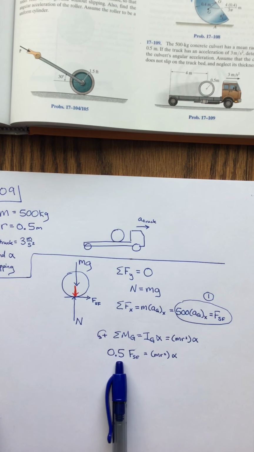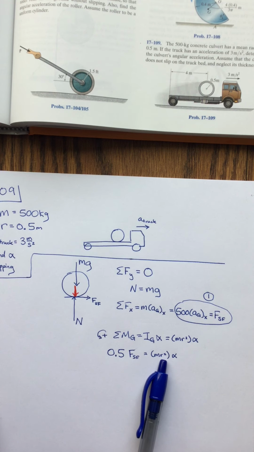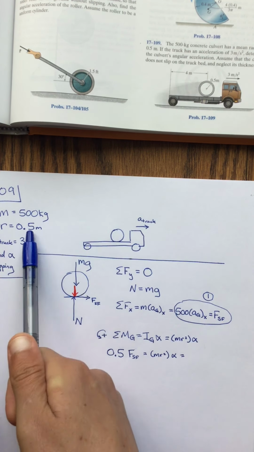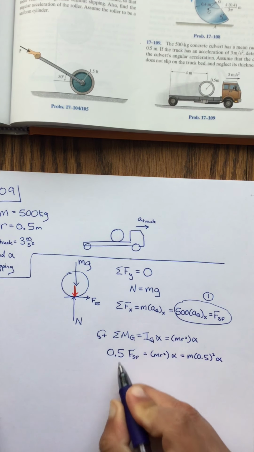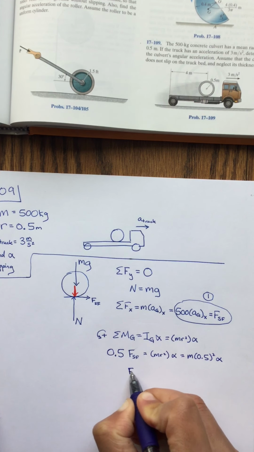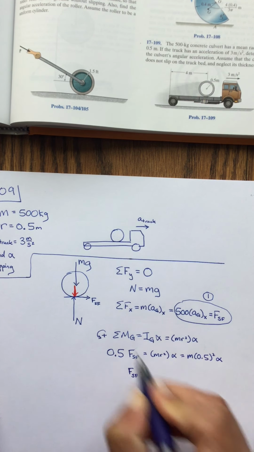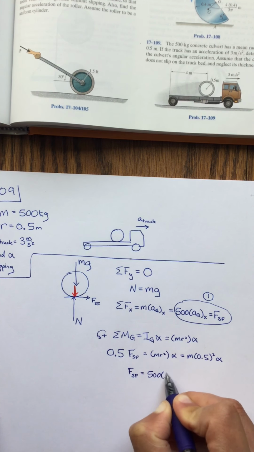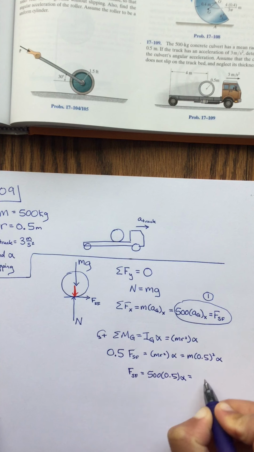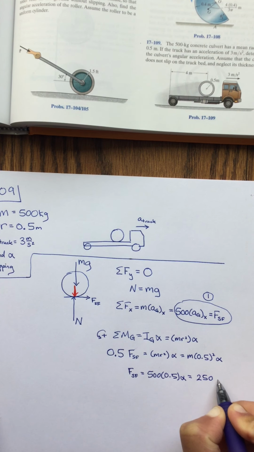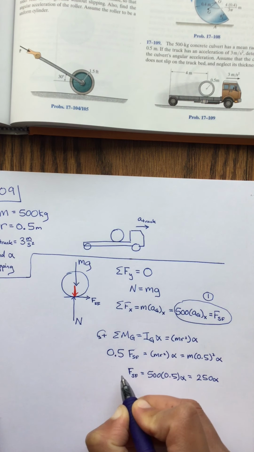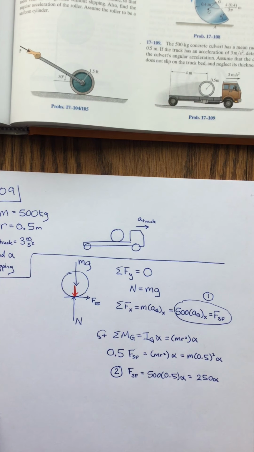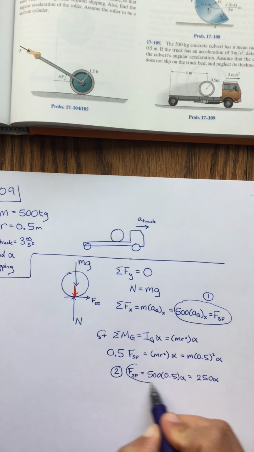I called r 0.5 here, and this r is the 0.5 that you have there, so that's 0.5 squared times alpha. So I can cancel this 0.5 with one of those, and the force of static friction is equal to mass. Let's put the mass in also and say this is 500 times 0.5 times the angular acceleration, so that's 250 times the angular acceleration. And let's call this equation 2.